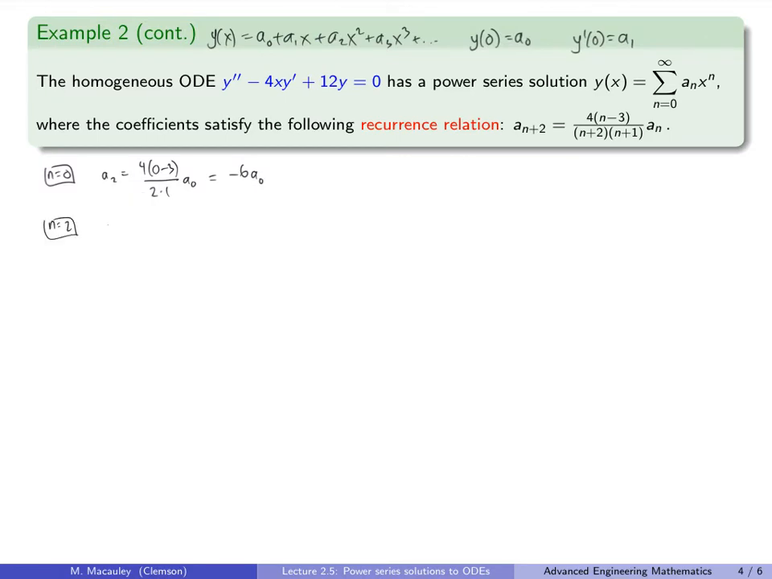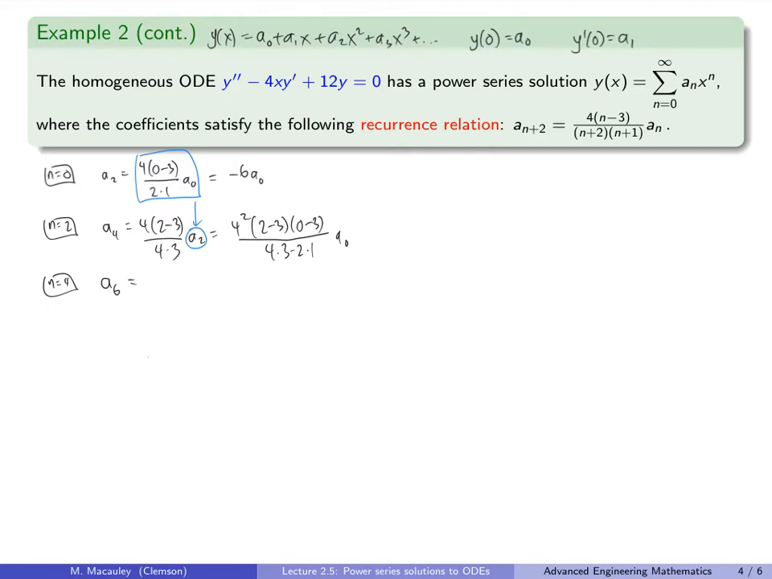So when n equals 2, we get that a4 is 4 times 2 minus 3 over 4 times 3 times a2. And, well, we can plug this in for a2, and then we get 4 squared times 2 minus 3 times 0 minus 3 over 4 times 3 times 2 times 1 times a naught. And now you might see a pattern developing.